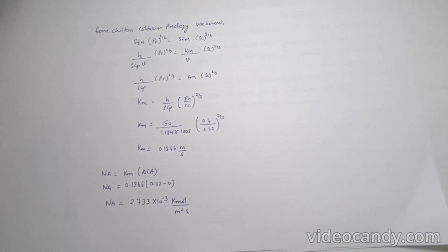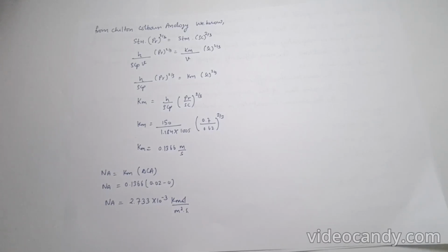Now if we put the formulas of each of these dimensionless numbers, first the Stanton number of heat transfer, which is heat transfer coefficient upon density into heat capacity into characteristic velocity V, into the Prandtl number to the power 2 by 3, equal to the Stanton number of mass transfer, which is mass transfer coefficient upon characteristic velocity V into Schmidt number to the power 2 by 3.